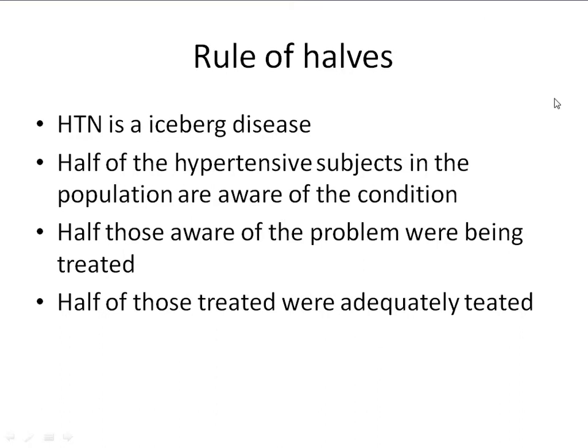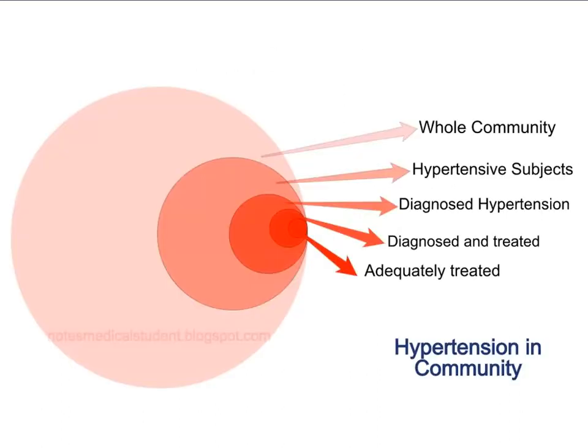Okay. All these things have been discussed earlier in theory also, and I am repeating them because they are very, very important, and this might be asked in your IMA and in your theory also. When you see the outer circle, there is a whole community, and the inner darker pink second circle is hypertension subjects.